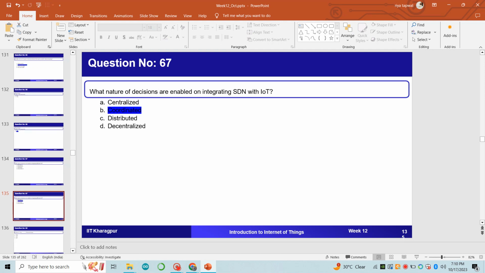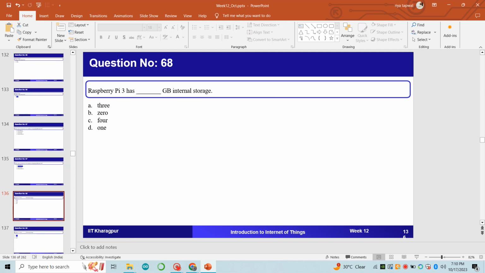Next question is, Raspberry Pi has blank GB internal storage. Zero. Right, 0 is correct because externally you have to add an SD card in your Raspberry Pi.